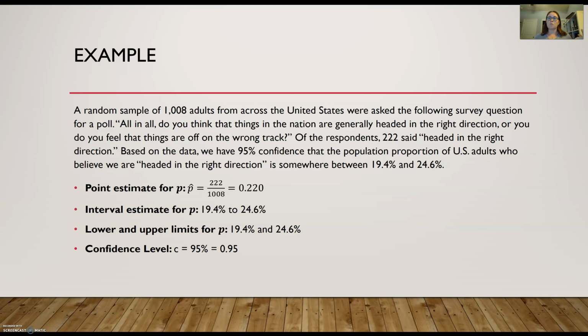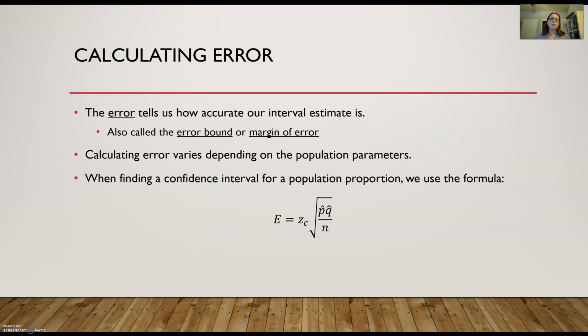But now we've got to figure out, okay, what were the formulas we used to get that answer? So error, I mentioned that we had to get an error along with our sample proportion. The error just tells us how accurate our interval actually is. It's telling us how wide it is. Sometimes it's called error bound or margin of error. All those things mean the same thing.